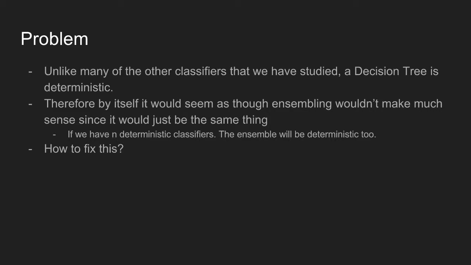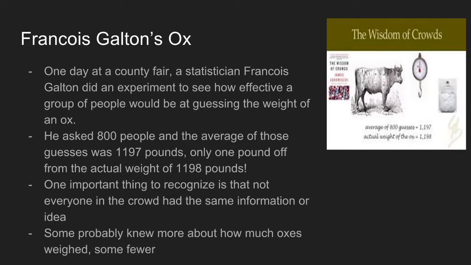Okay, so however, there is a problem with this approach just as it is. A decision tree by itself is deterministic, because unlike with, let's say, logistic regression or linear regression or k-means, we don't do any sort of random initialization, which is likely to change our result. It's just straight up based on the heuristic that whichever split maximizes information gain is likely to be the best at that moment. So if we have n deterministic classifiers, the ensemble will be deterministic too. So how can we fix this?